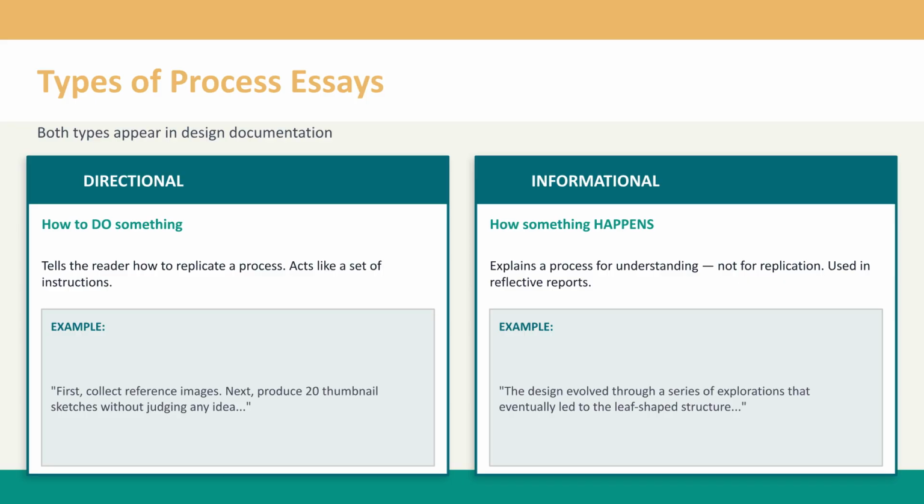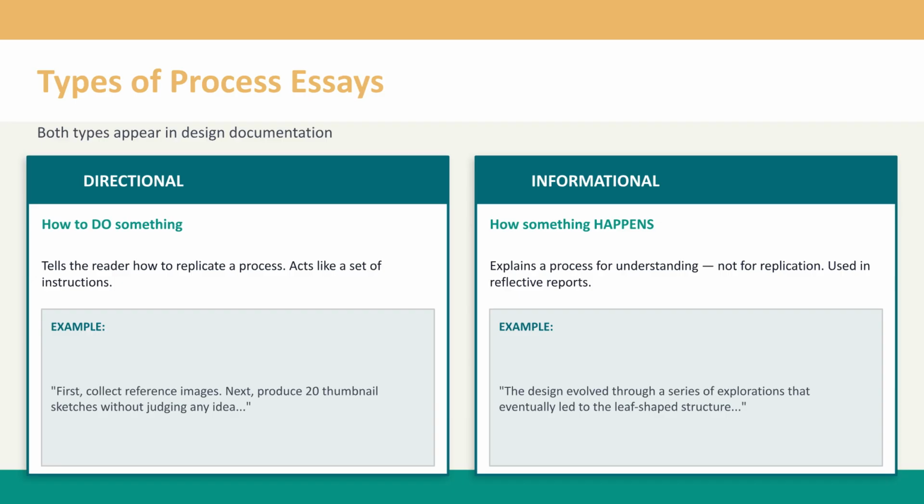Now, there are 2 types of process essays, and it's important you understand the difference because they serve completely different purposes. The first is the directional process essay. This is how to do something. It's instructional. It's written for someone who wants to replicate the process themselves. Think of a recipe or a step-by-step design tutorial. The goal is, after reading this, you should be able to do it too.